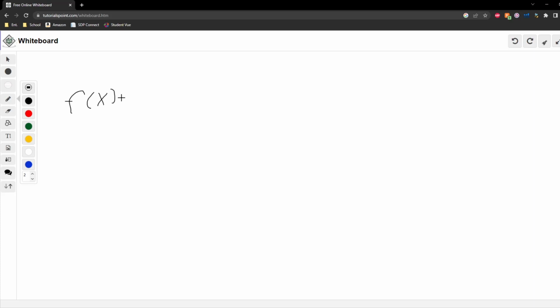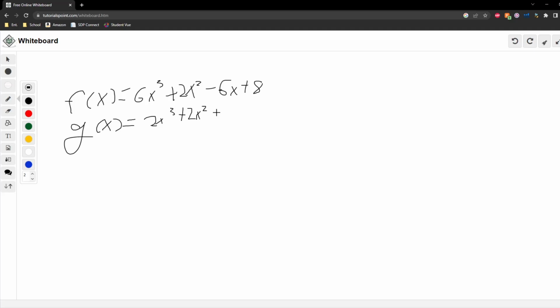Now, attempt this by yourself. F of x is equal to 6x cubed plus 2x squared minus 6x plus 8. G of x is equal to 2x to the power of 3 plus 2x squared plus 6x minus 3. You should have gotten 4x cubed minus 12x plus 11.